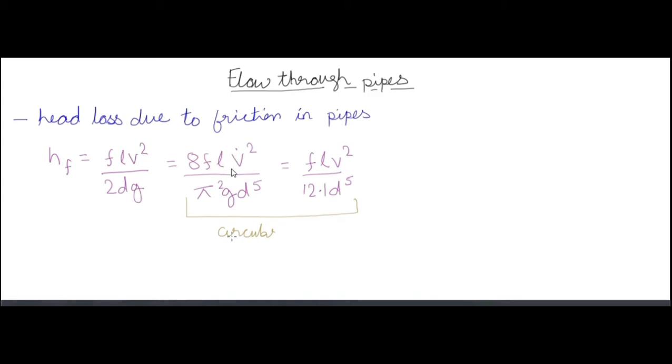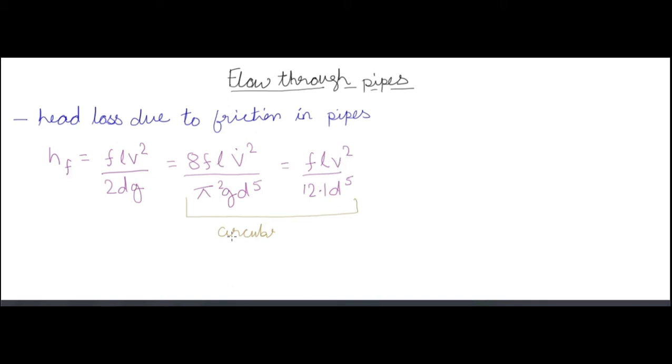If you put the values of the pi square g terms and the 8 in, you will finally get f L V dot square by 12.1 into d to the power 5. Note that this is V dot, not V; it has been written as V dot. So hf is f L V dot square by 12.1 into d to the power 5, where V dot is the volumetric flow rate in meter cube per second.